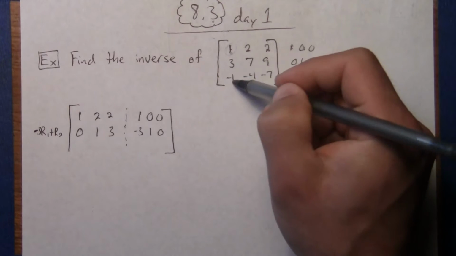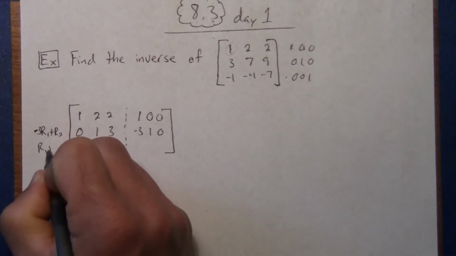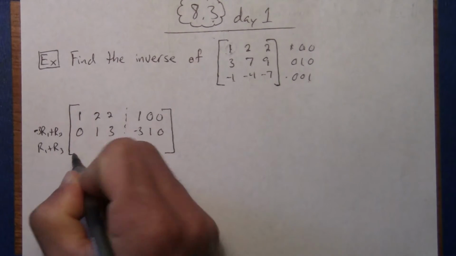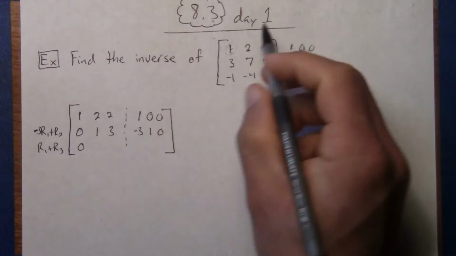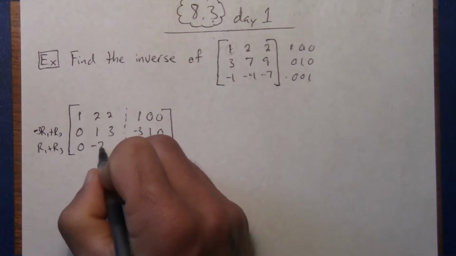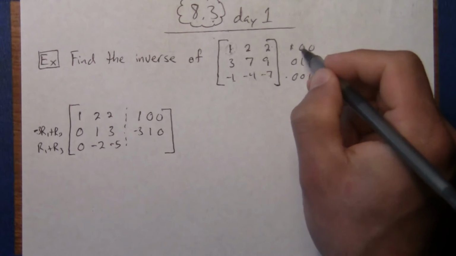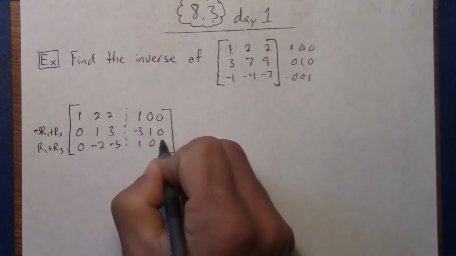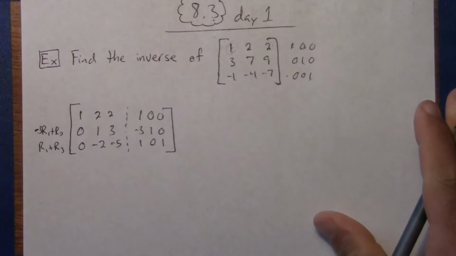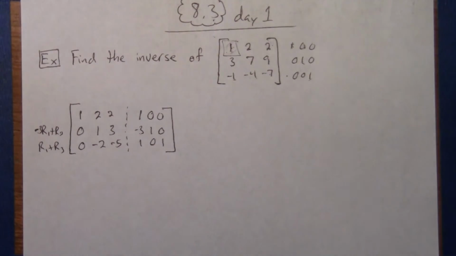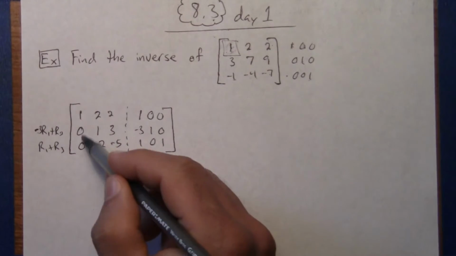And then I just simply have to add those two together, so row 1 plus row 3. And that's going to give me 0. It's going to end up giving me a -2, ends up with -5. Continue adding these numbers, I get 1, 0, and 1. And so there's the first step. They were nice enough to give us a 1 in that first position, and now we've gotten zeros here.